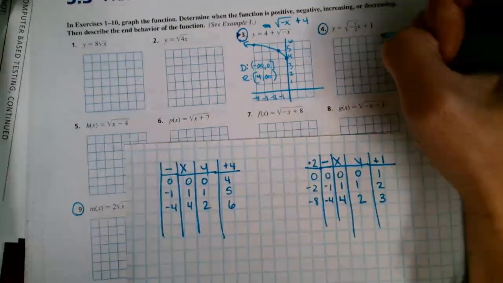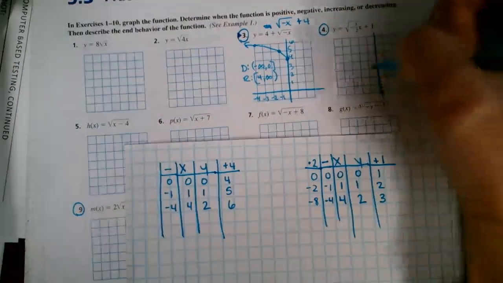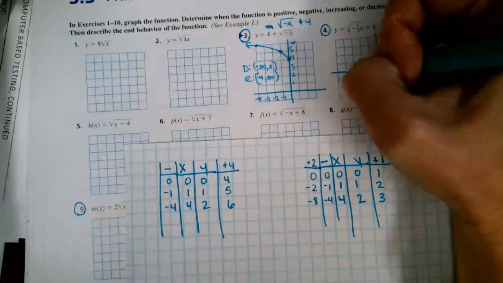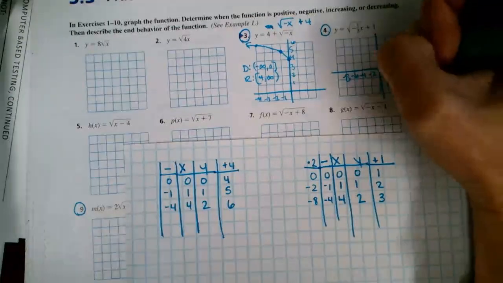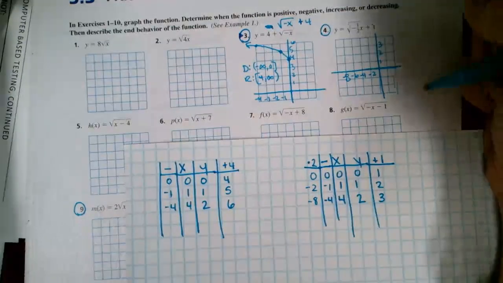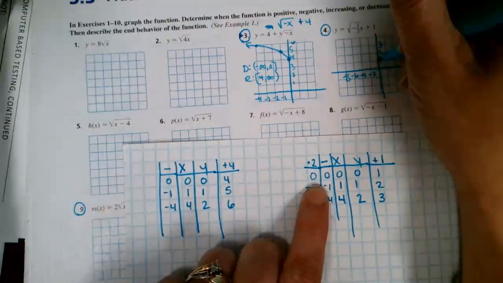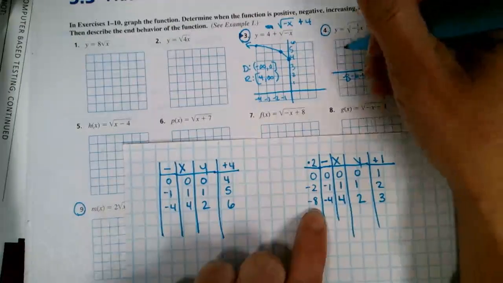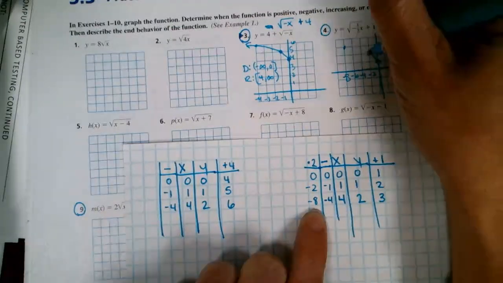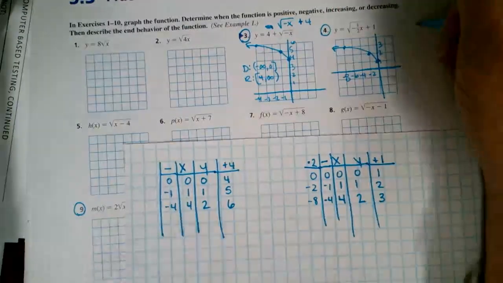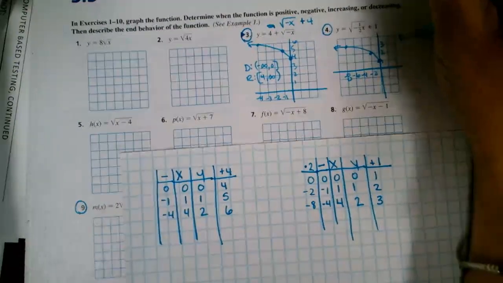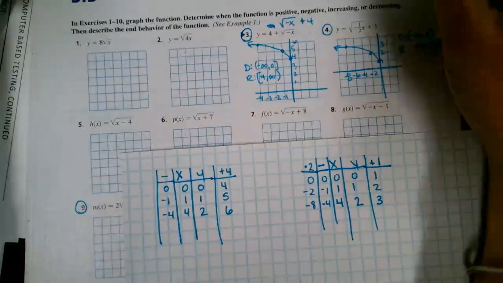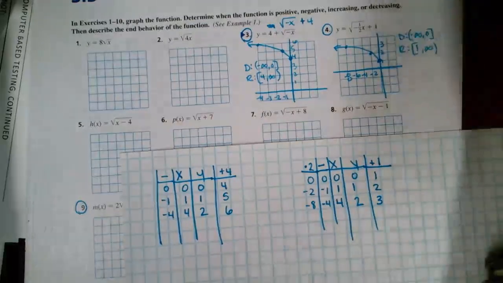Since I'm going to count by 2's on this one, on my x-axis, so this is -2, -4, -6, -8, and I'm still going to count by 1's on my y. Remember, as long as you label it, you can count by whatever you want. So 0, 1, -2, 2, and -8, 3. So my graph is going this way. Again, my domain is going to be -infinity to 0. My range starts at 1 and goes to infinity.